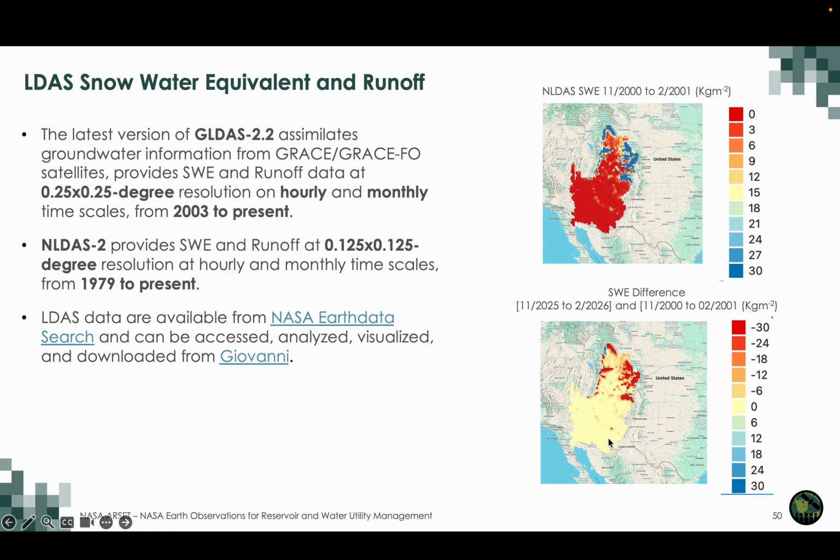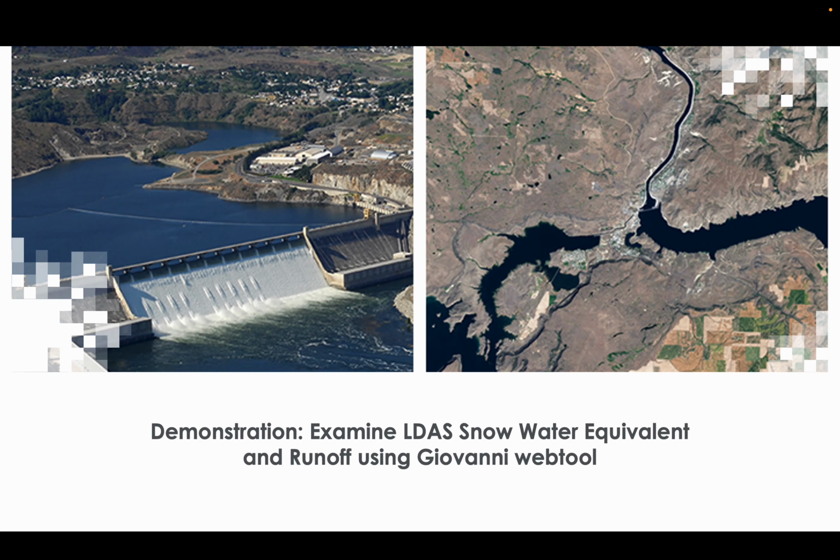These data were downloaded using Giovanni, and so I'm going to give a brief demonstration of the Giovanni website, so you can access GLDAS 2.2 and analyze it without downloading the data. As I mentioned, in our next session, we will provide you JavaScript code in Google Earth Engine, so you can work with GLDAS data. So I'm going to share my screen and show how to access snow water equivalent and runoff from the Giovanni web tool.